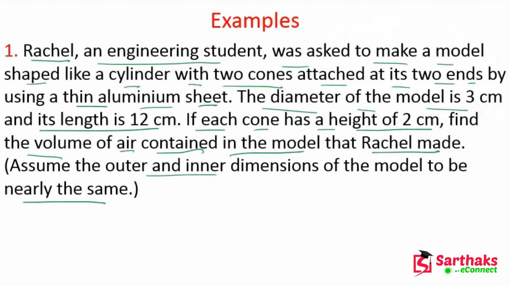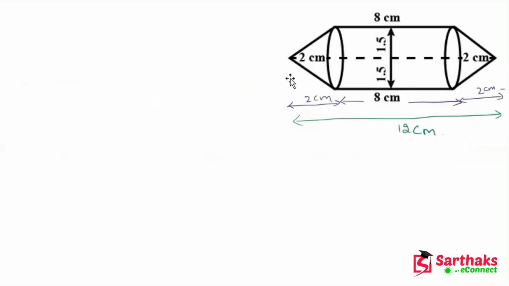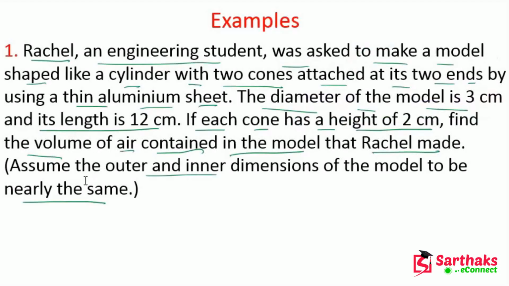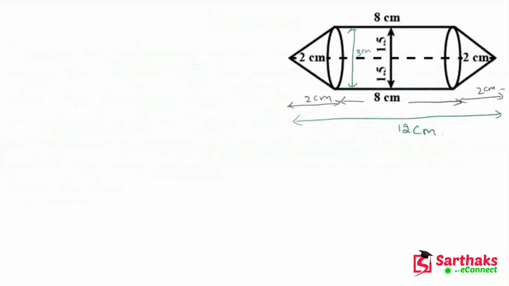And it is saying that the diameter of the model is 3 centimeter. So the total diameter is 3 centimeter, so the radius is 1.5 centimeter. Okay, my dear friend, now we have to find the volume of the air container. Let's start. So what is the volume of the container?